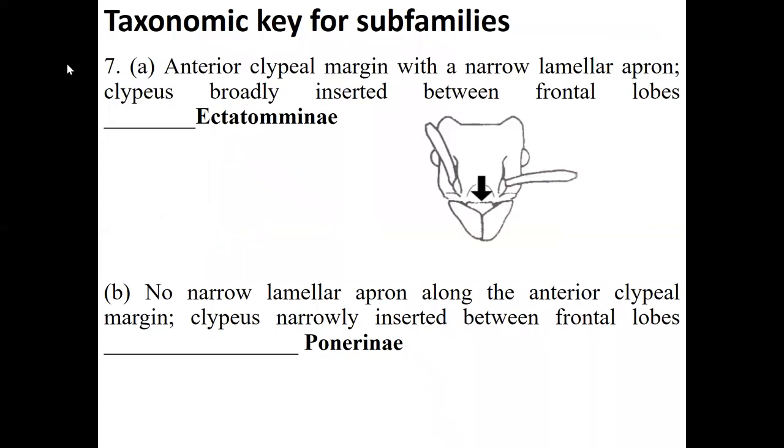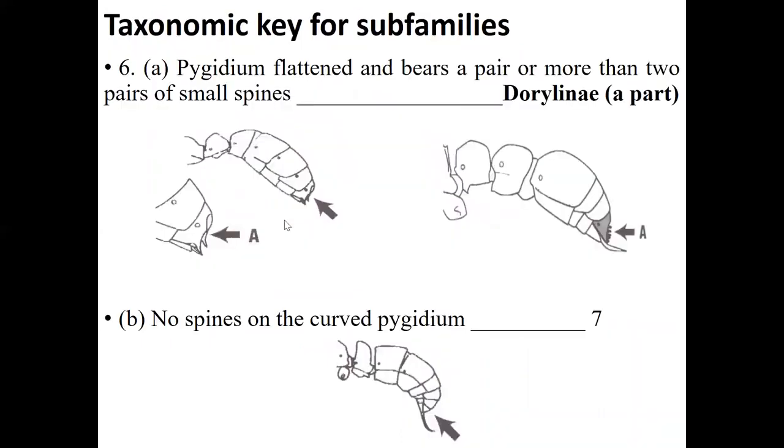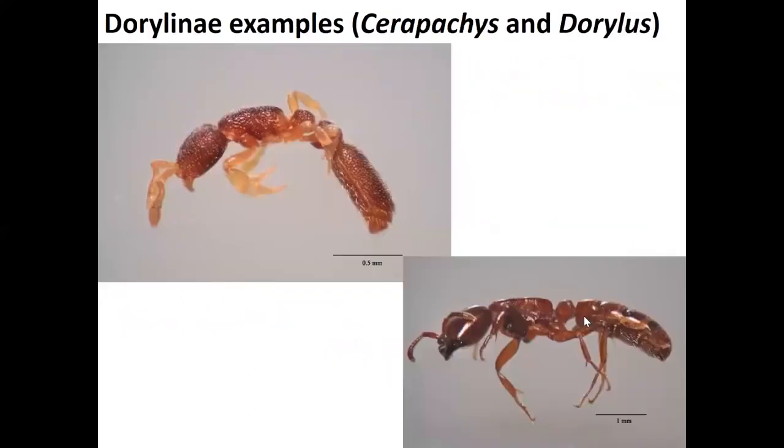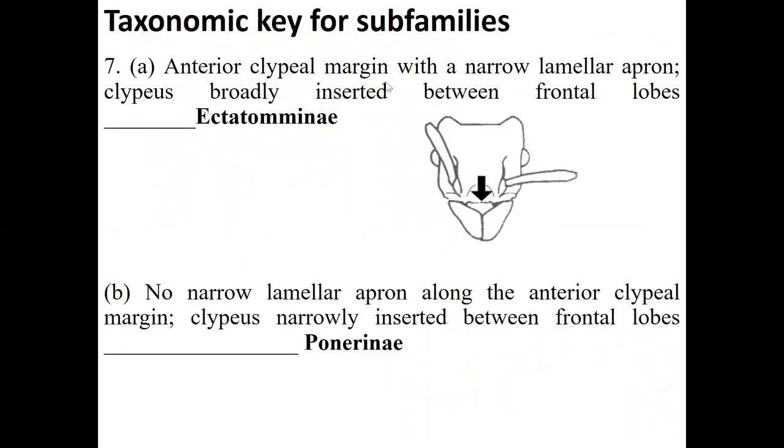Then moving on to number 7 of the taxonomic key, where there are no spines on the curved pygidium. You go to number 7. So number 7, anterior clypeal margin with a narrow lamellar apron. Clypeus broadly inserted between frontal lobes. You can see it here. Clypeus, here, this is the margin of the clypeus. So it's inserted between frontal lobes. Frontal lobe here, frontal lobe here. This is inserted between frontal lobes, right?